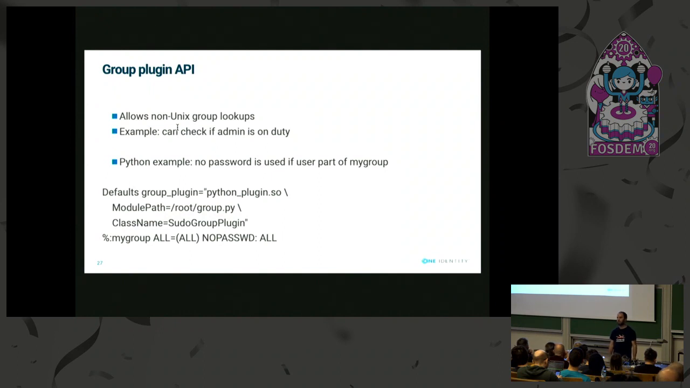The last API I want to talk about is the group API, which allows you to do non-Unix group lookups. For example, you can use external databases or check if an admin is on duty. In my sample code, I used something a lot simpler, and it obviously could be done much more easily using the sudoers. Here, this one is loaded from the sudoers file and not from sudo.conf, as you can have multiple of these.